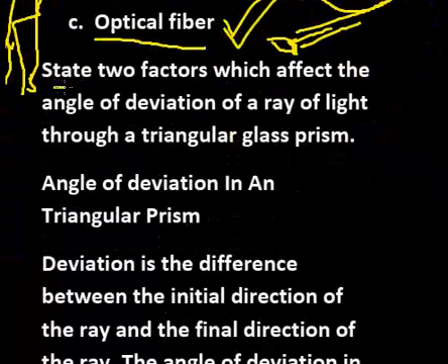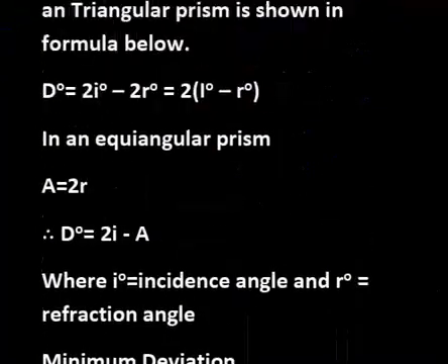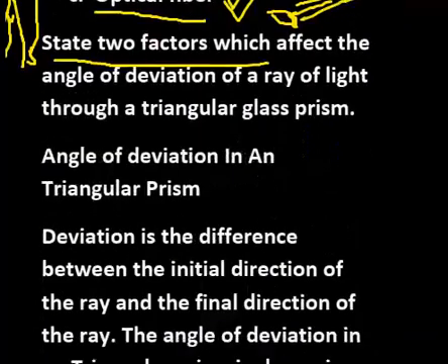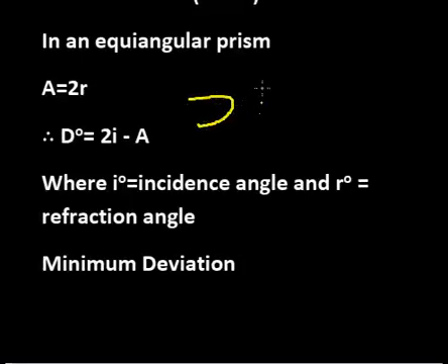Now, this is a question: State two factors which affect the angle of deviation of a ray of light through a triangular prism. This is a question that one gets to tackle. I think we'll talk about the angle of deviation. We're going to look at the triangular prism.